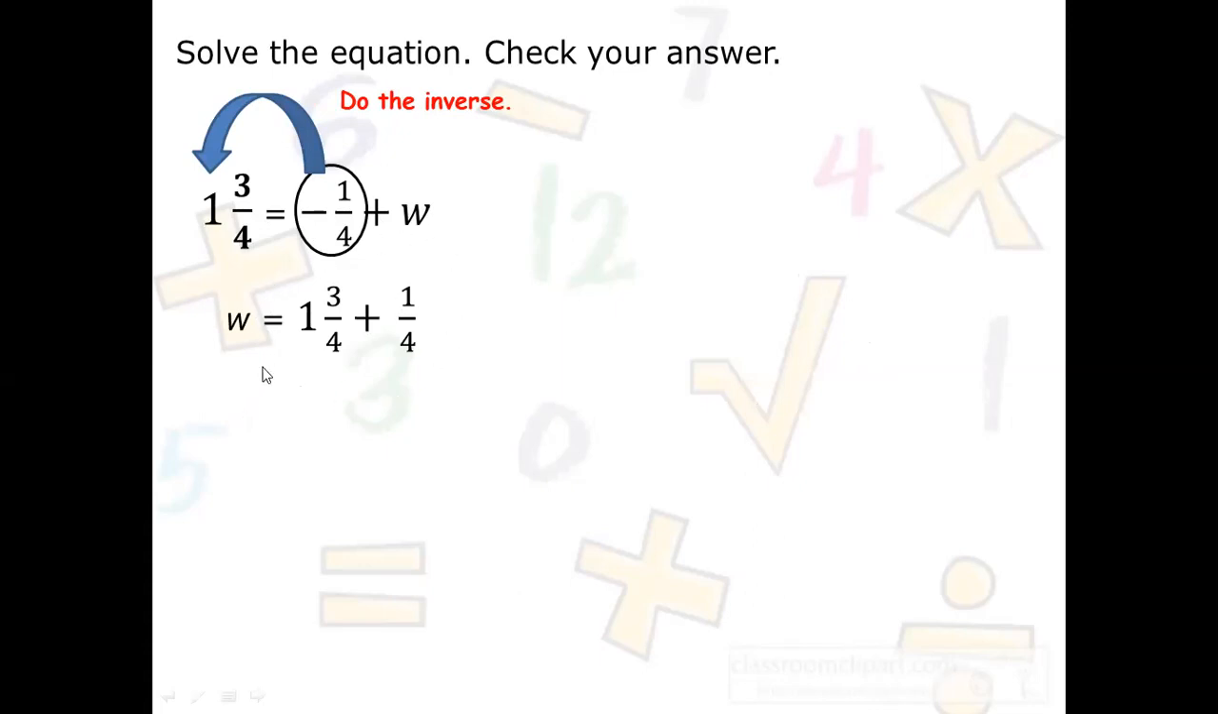Now, how are you going to add 1 3 over 4 plus 1 over 4? You don't do anything for this number, all right? Because that's a whole number, leave it as it is. So we write it again, one whole number, one whole number. Add the fractions.